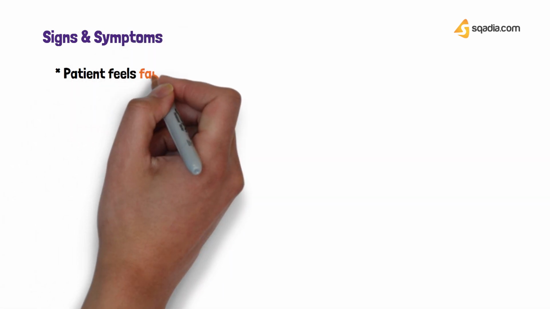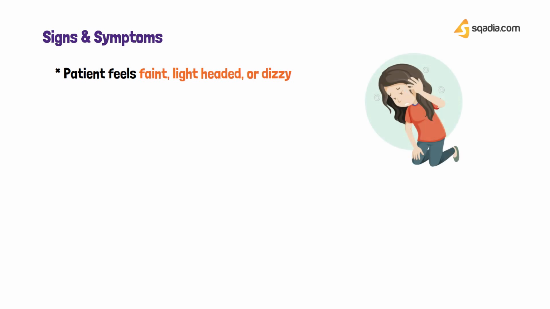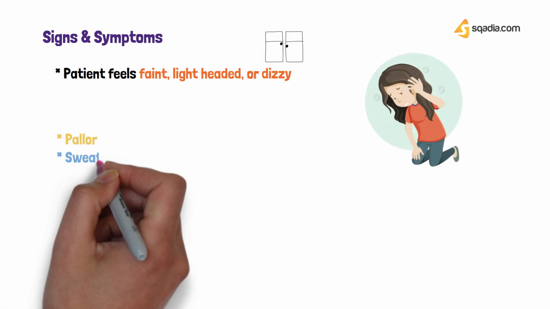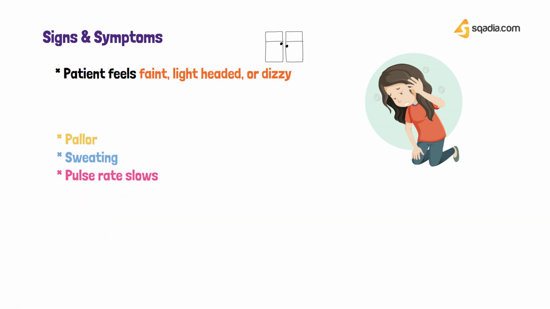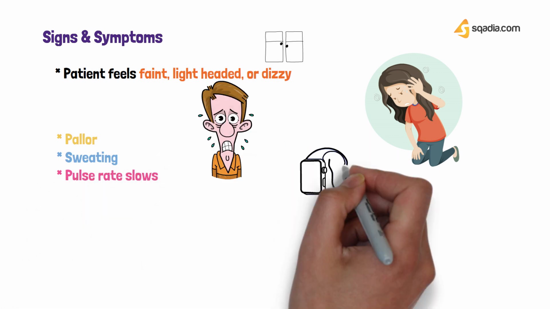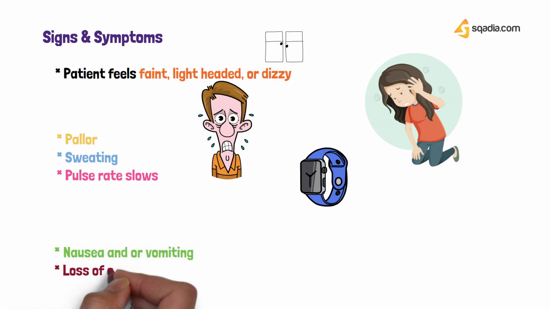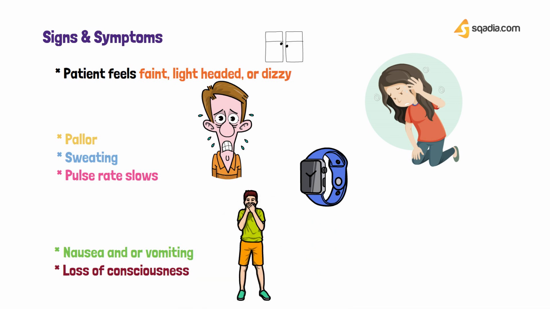The signs and symptoms include that the patient is going to feel lightheaded, fainting, or a slightly dizzy feeling. The patient may even be pale, sweating, and the pulse may be slow and thready. The patient may also experience slight nausea or even vomiting, and there may be eventual loss of consciousness.